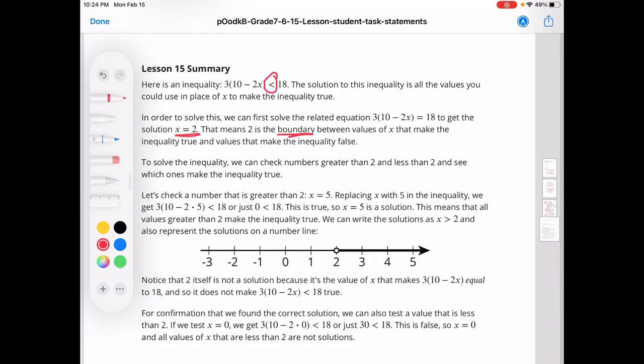So in this situation, they tested x is equal to 5, and when they tested that, it gave them a true response because 0 was less than 18. So that tells them that x equals 5 is a solution. And when we solved the equation, we got x was equal to 2. And since 5 is larger than 2, that tells us that any x variable that is greater than 2 would be a solution.